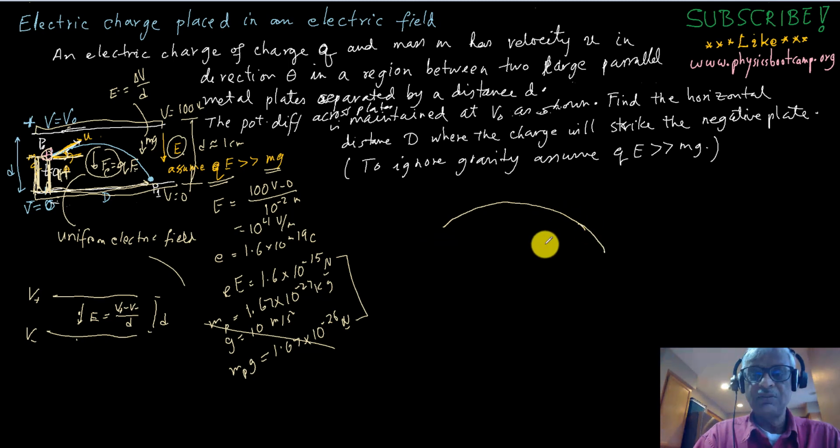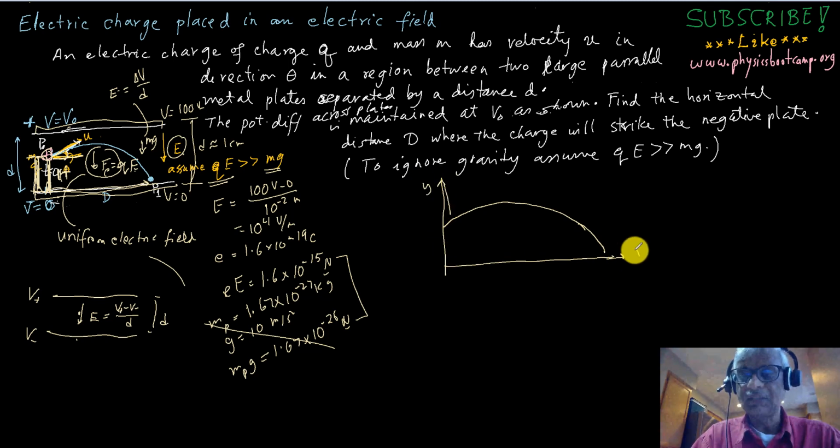And it's going to come down over here, and so we can draw. Let's call this the y-axis, and this the x-axis. This is the x final I want. X initial is 0, y initial is over here, h, and this y final is 0.